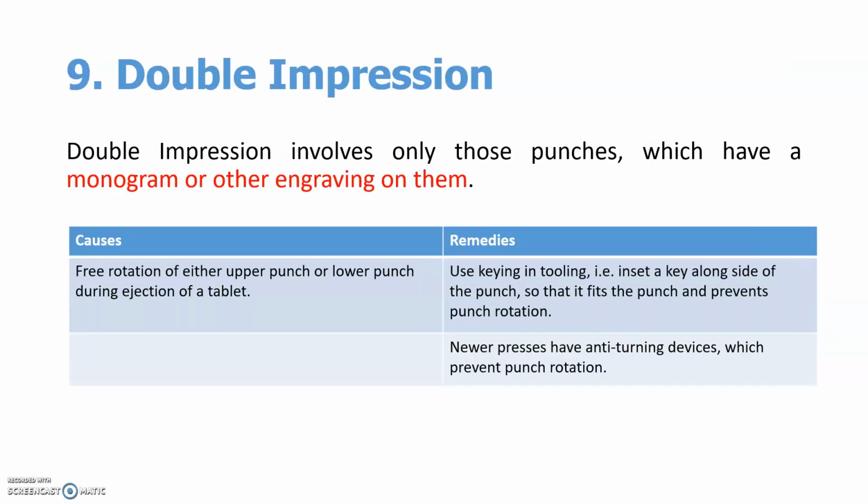So last is very important. Double impression. The double impression involves only those punches which have monograph or other engraving on them. So free rotation of either upper punch or a lower punch during ejection of tablet. Using keying in tooling, and newer presses have anti-turning devices which prevent the punch rotation.